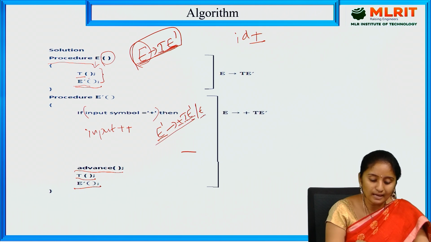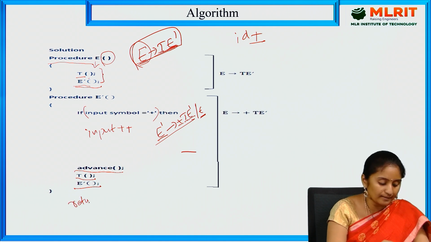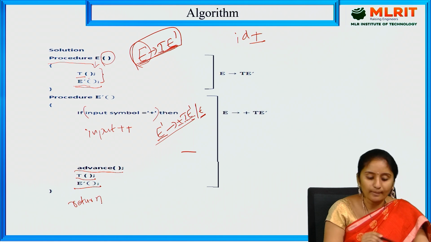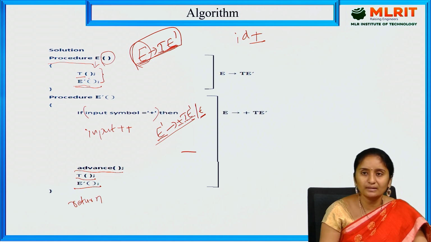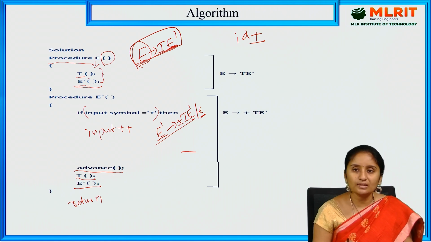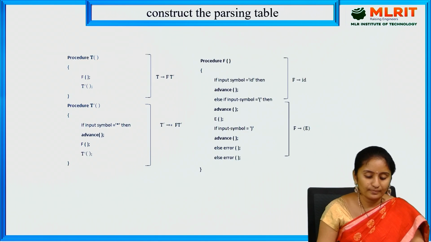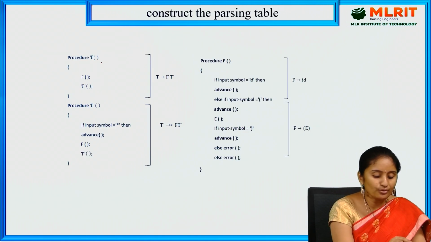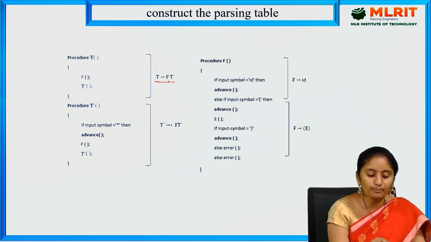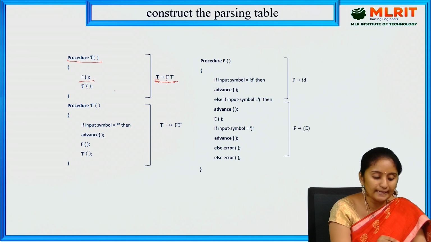The next alternative I have is epsilon. Epsilon is not returning anything. Nothing is there, so we are just going to write it as return. The next one is the procedure of T. The T production is T produces F T dash. T is a non-terminal, so procedure T, and F is a function, so the F function and the T dash function.